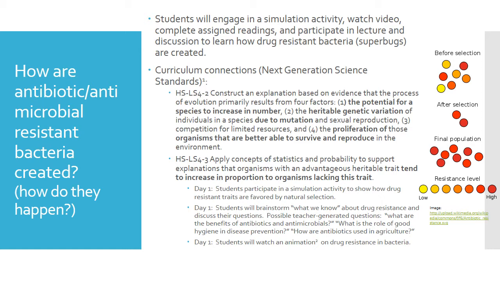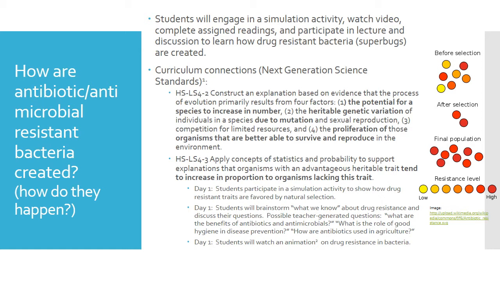This ties into the biology curriculum with the Next Generation Science Standards. In particular, the students are expected to develop an understanding of the potential for a species to increase in number, in this case the drug-resistant bacteria, and the heritable genetic variation of individuals in a species due to mutation. That's one of the subtopics of how these are created.